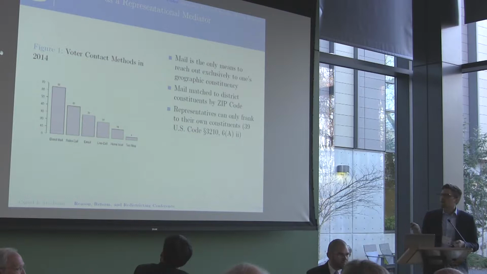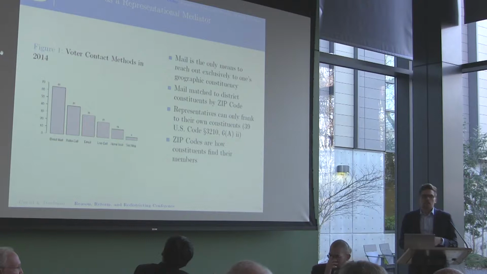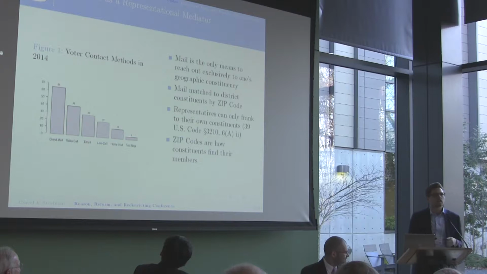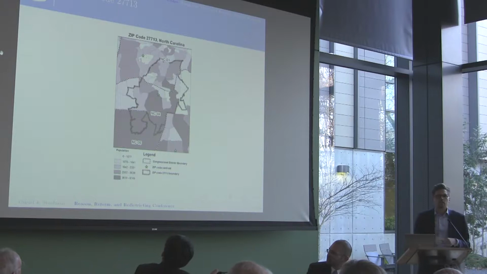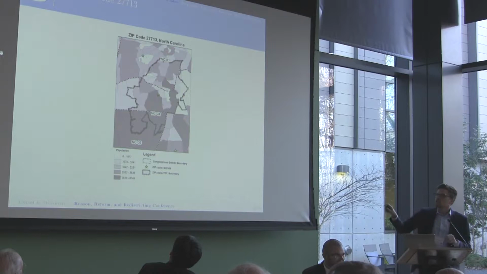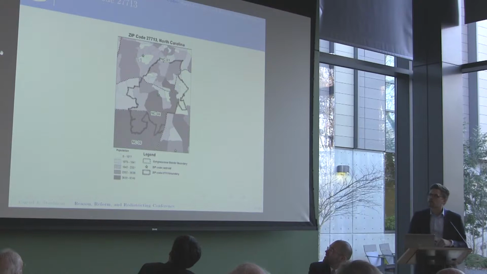It's also important to note the relevance of zip codes for constituents. Has anyone ever been onto congress.gov? If you go to the top right-hand corner and search your member, the first thing they ask you for is a zip code. Let's take this into a real-world example. For anyone from Durham, this is zip code 27713, with this star approximating South Point Mall. This zip code here, this darkest boundary, is actually in four separate congressional districts.